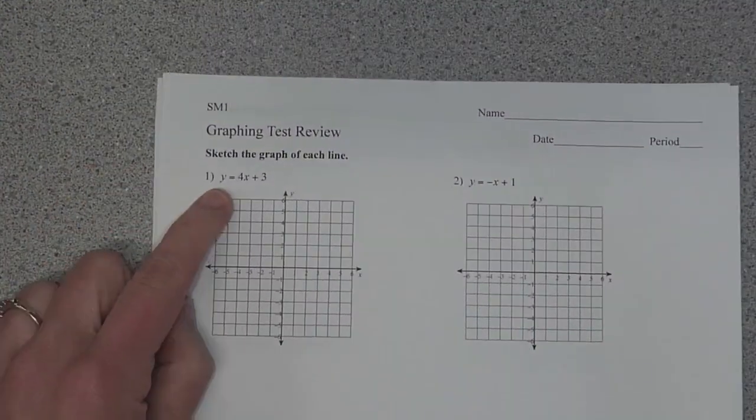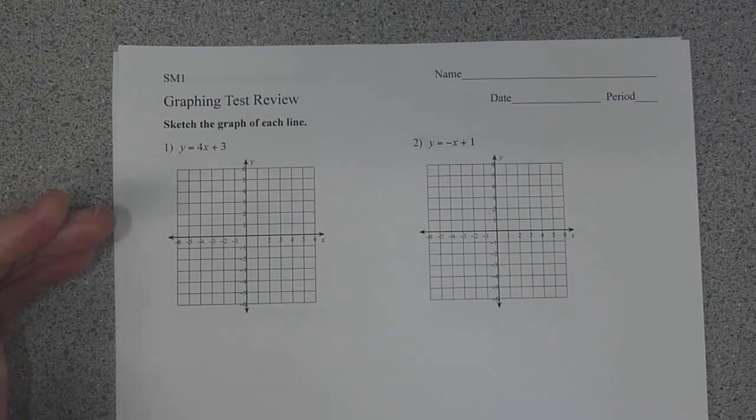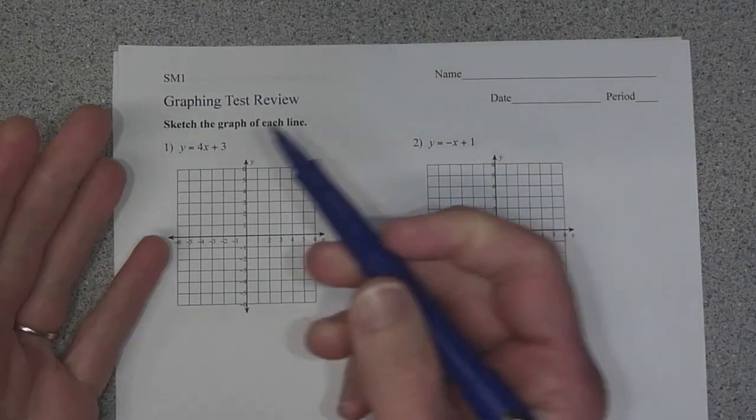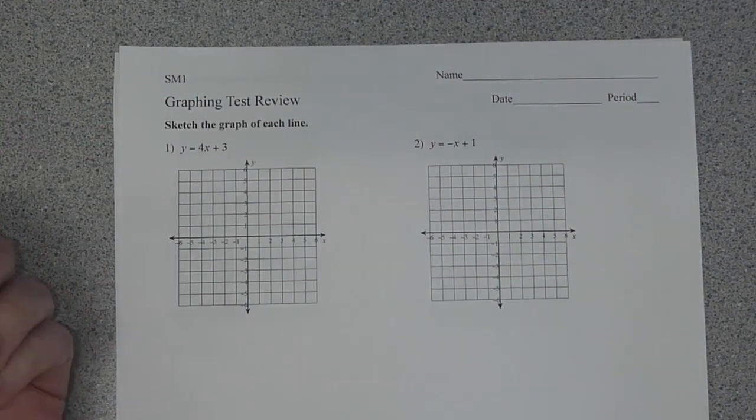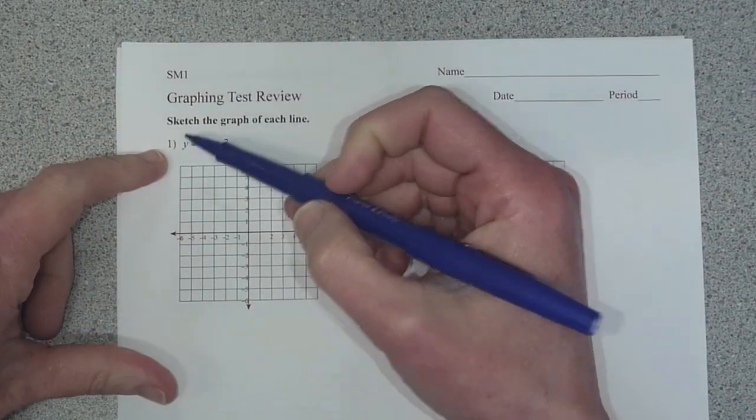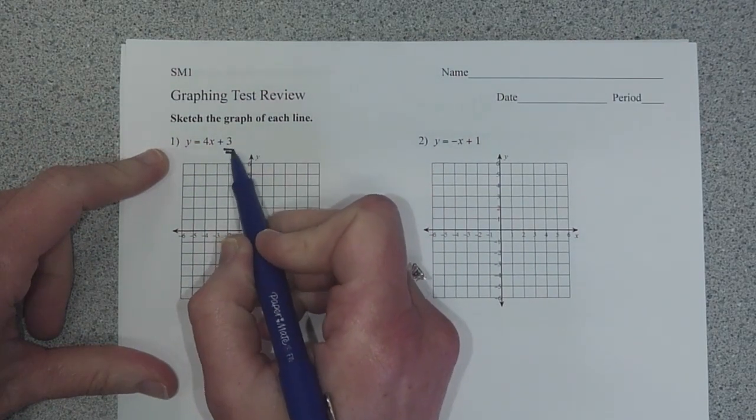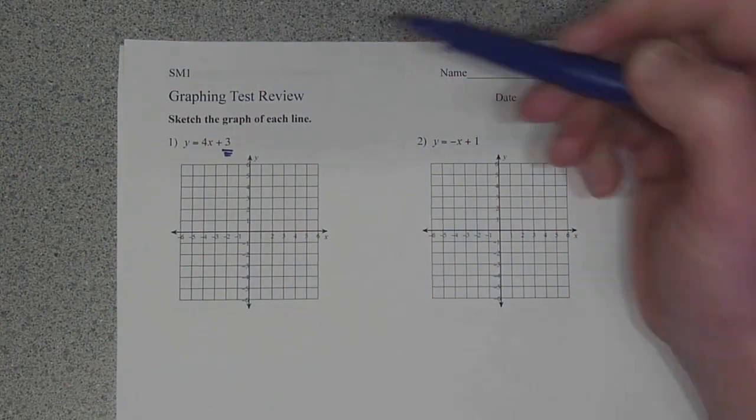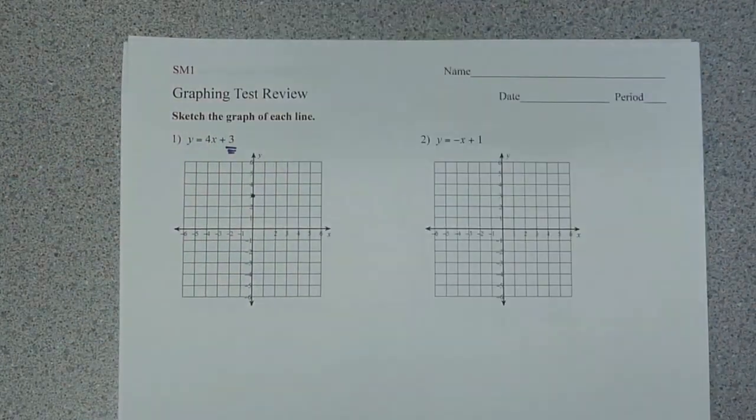So, number one, y equals 4x plus 3. Now, if you remember your slope-intercept form, you can sketch the graph based on that. But what if you don't remember your slope-intercept form? Well, I'm going to also show you how to make a table. But if you know your slope-intercept form, this is your y-intercept. It's the number without the x, and you would put a dot right there.